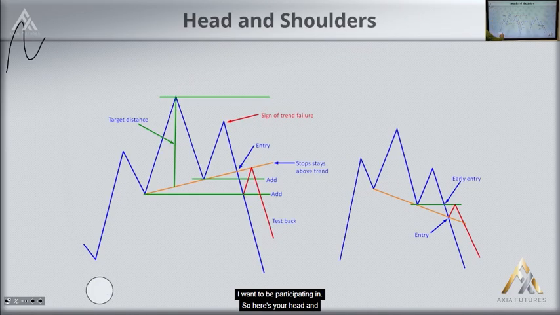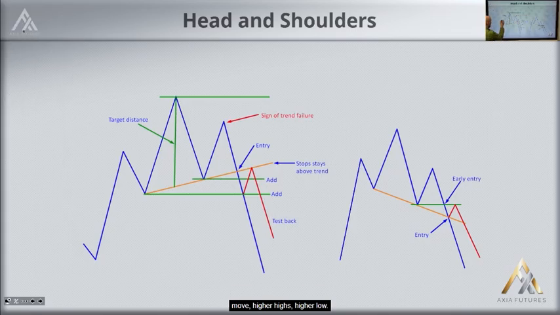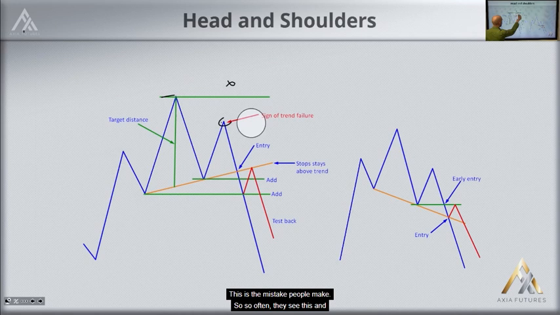So here's your head and shoulders pattern. What you're looking for, and think about the progression of this. You've got what's beginning to be a trend move. Higher highs, higher lows. This is then the problem, that this high doesn't exceed this high and maintain the trend. Now that's not a reason to sell it, and this is the mistake people make so often.